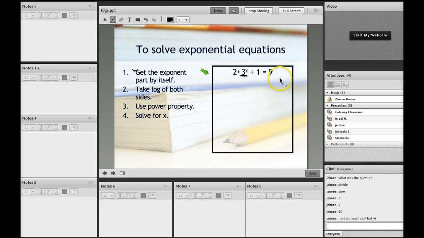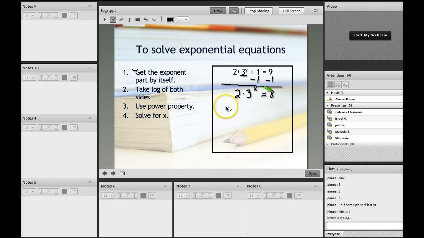So if I were solving this equation, what would I do first? Would you do 2 times 3^x? You can't. So would you subtract the 1 from both sides? Yes, excellent. Subtract the 1 from both sides, which leaves you with 2 times 3^x equals 8. Okay, what do I do next?